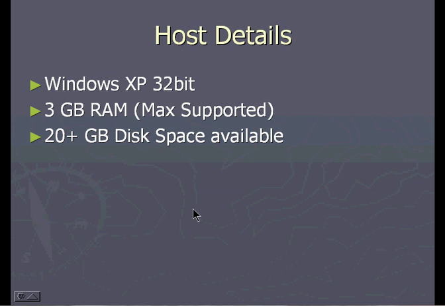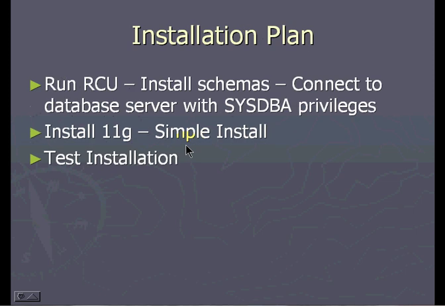And I have more than 20 gigabytes of free hard disk space available, so that should be plenty for our software. My installation plan is simple. I'm going to run the RCU, and I'll be installing the schema on a separate database server, which is a second server on the same network. So I will not need a lot of RAM for database services on the same machine.